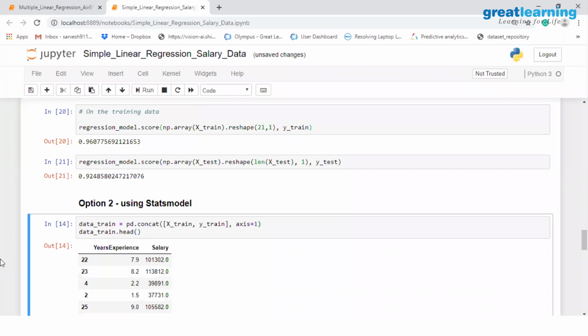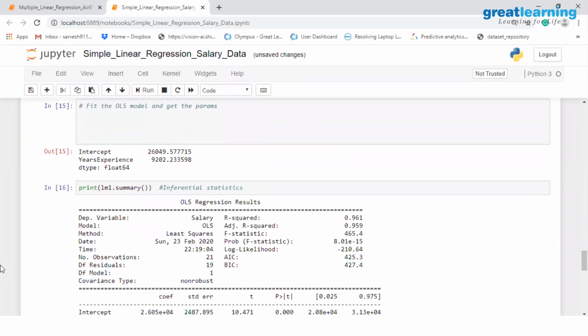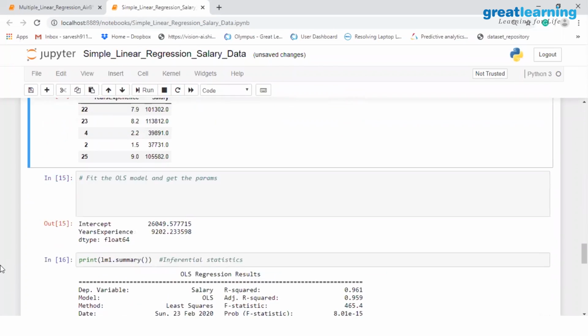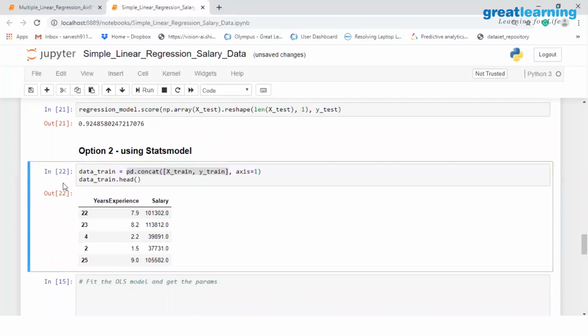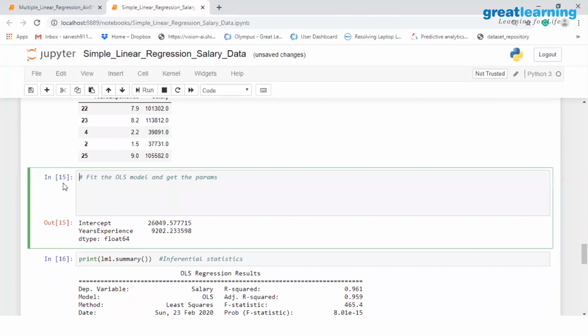Now option 2, using the statsmodels. Using statsmodels, a few things I have typed. I think this was the file which was given to you, the file that was uploaded in Olympus. Now data_train is equal to concatenating X_train and y_train. I'm making it the same data frame again, and fitting the OLS model, the ordinary least squares model.